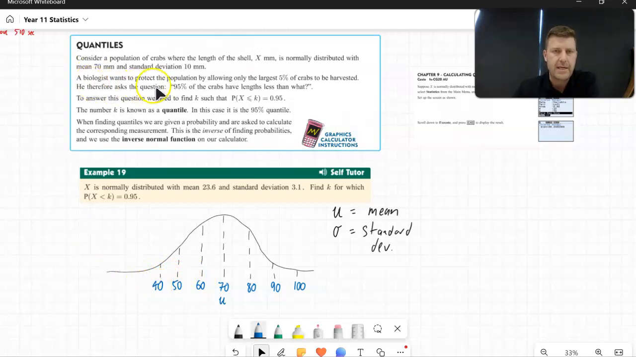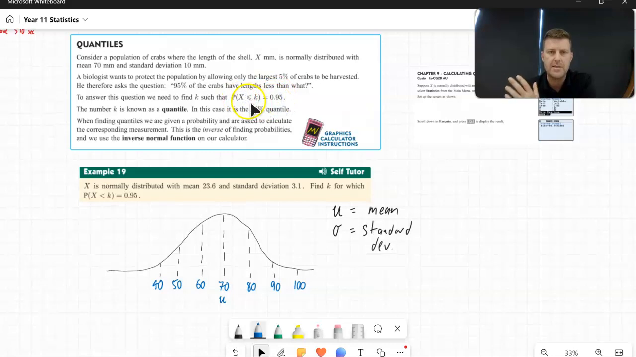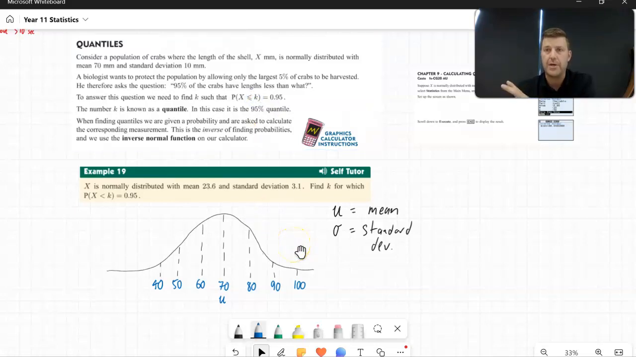A biologist wants to protect the population by allowing only the largest 5% of crabs to be harvested. He therefore asks the question, 95% of crabs have lengths less than what? So to answer this question, we need to find K in this equation here. And I guess the way of reading that is basically we're asking, if I convert this to a percentage, 95% of the data is less than or equal to what data value, what length, okay? So I'm going to show you how to do that using the graphics calculator.